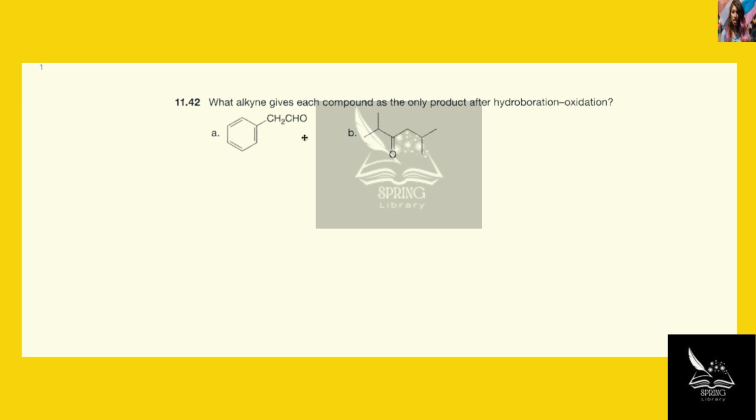Hello everyone, so today we're doing chapter 11, problem 42, and we are asked to do some retrosynthesis again. So given these products, what alkyne will give you these products after hydroboration oxidation? So let's remember what hydroboration oxidation is.